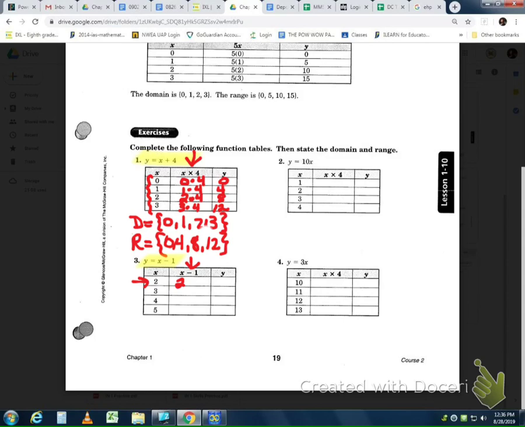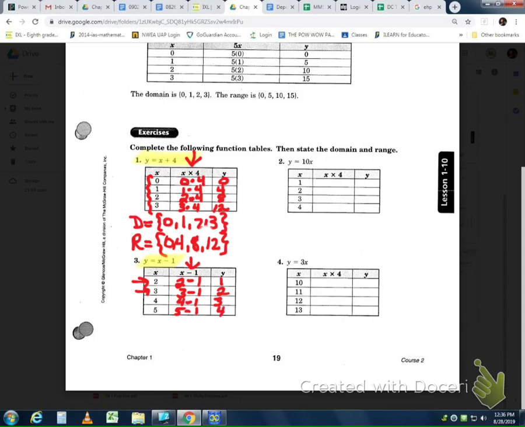2 minus 1. And what is 2 minus 1? 1. Okay. Kyler, what's the next row? So what am I going to put in my row? 3 minus 1, making it 2. And then what's next? 4 minus 1, 3. And the last row? 5 minus 1, making it 4.